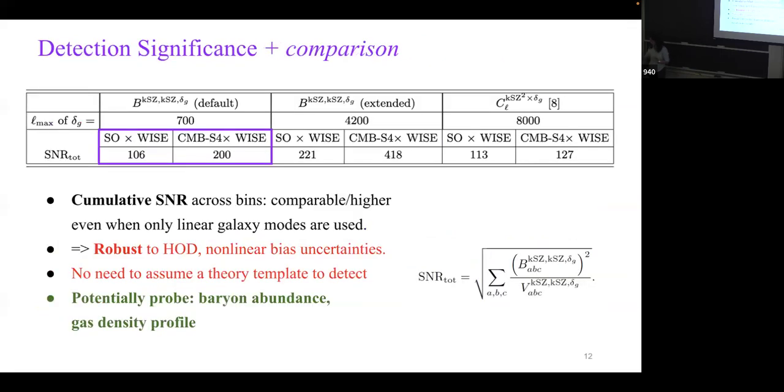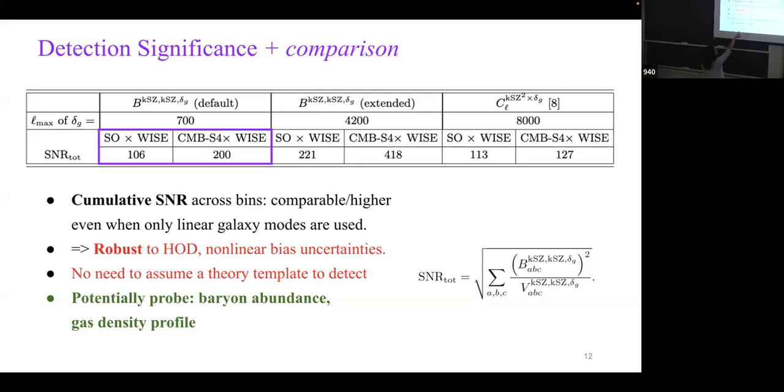And then if you sum the detection significance cumulatively across all the bins, then these are our forecasts for SO cross-WISE and CMB-S4 cross-WISE. For SO cross-WISE, it's order of 100 sigma. For CMB-S4 cross-WISE, it's 200 sigma. And I know these might look like a lot, but even with the KSZ squared estimator, which I show in the final column there, if you do not restrict the galaxy modes and you include nonlinear modes for the galaxy field, you expect a high detection significance.